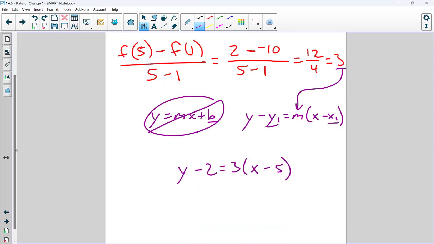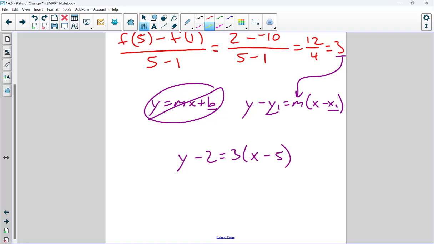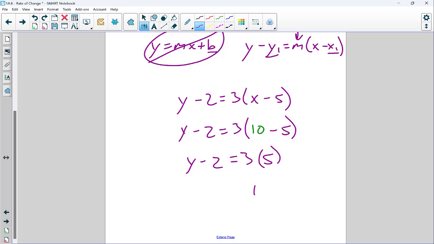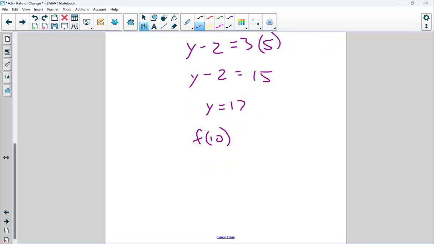All right. So now keep in mind y is just a fancy way of saying f of x. Now I want to predict what's going to happen with the y value when x equals 10. So let's plug in 10 for x. 10 minus 5 is 5. 3 times 5 is 15. So y equals 17. In other words, f of 10 is going to be approximately 17.